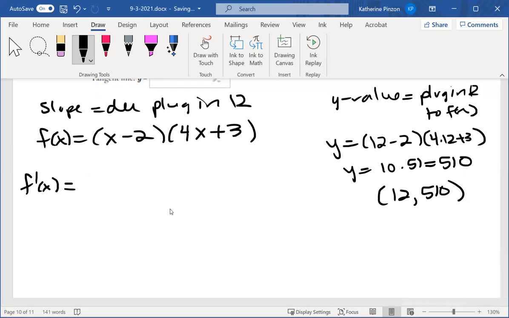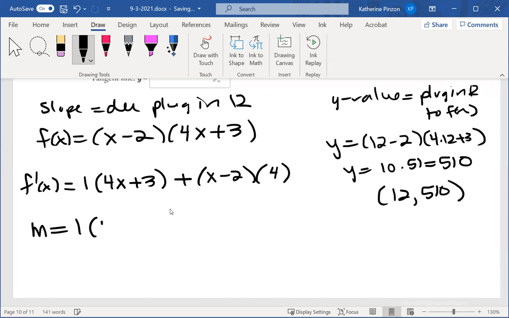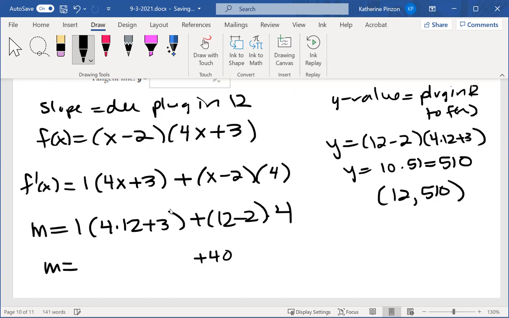Product rule says derivative of the first, 1, times the second, 4x plus 3, plus first, x minus 2, times the derivative of the second, 4. Great. And now I'm going to plug in 12. The slope is going to be what I get when I plug in 12. This is 40. This is 51. 91. I got 91 for my slope.